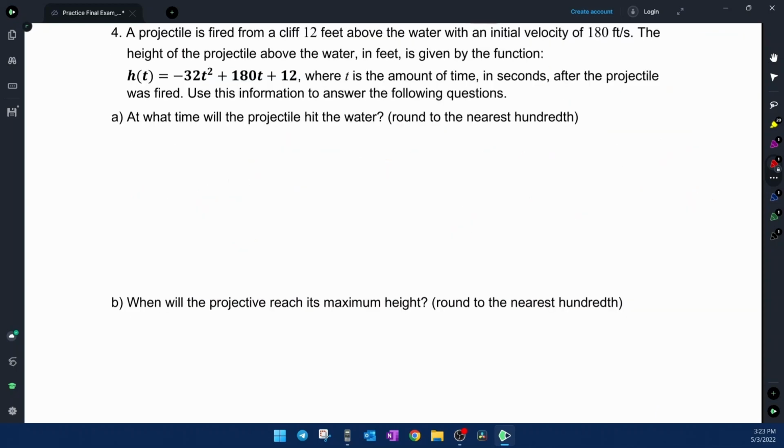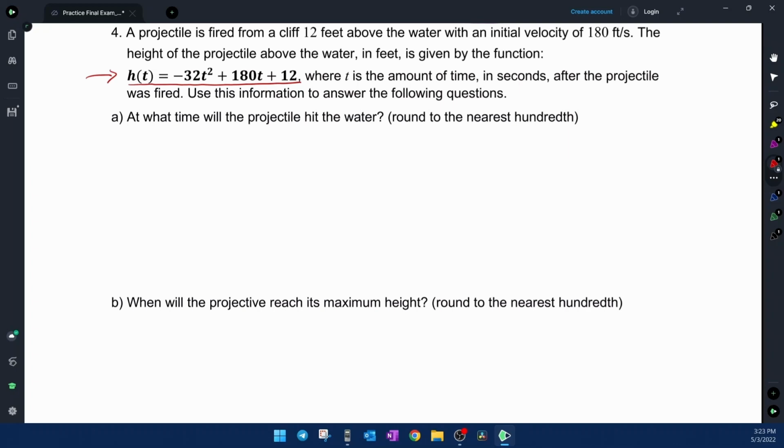Next, number 4. A projectile is fired from a cliff 12 feet above the water with an initial velocity of 180 feet per second. The height of the projectile above the water in feet is given by, and then this is important, they give me the function, where t is the amount of time in seconds after the projectile was fired. Part A, at what time will the projectile hit the water?